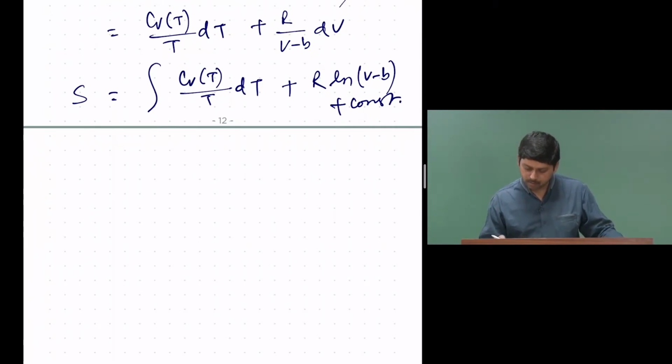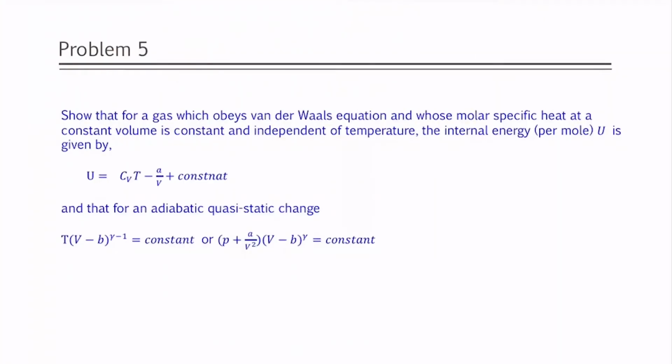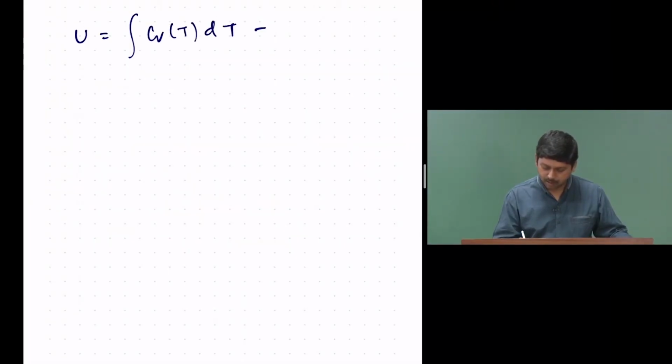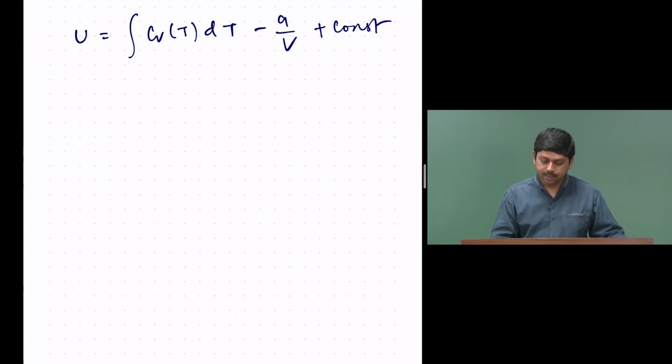Now, we will go to the next problem. So, let us do problem number 5. Problem number 5 is: show that for a gas which obeys van der Waals equation and whose molar specific heat at constant volume is independent of temperature, the internal energy U can be given by this. Now, we have seen that for the same system we can write U as integration Cv T dt minus A by V plus constant. So, that is the equation for van der Waals gas.